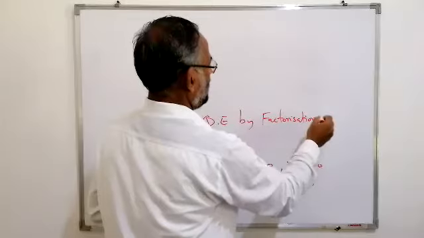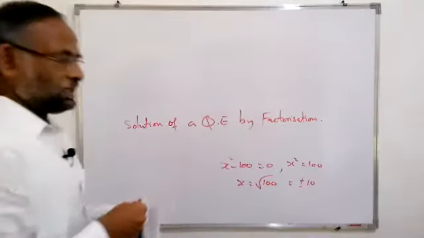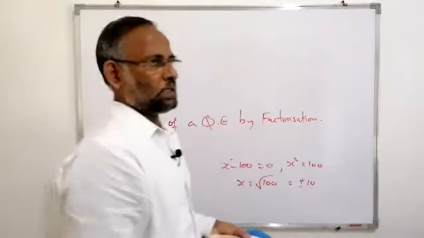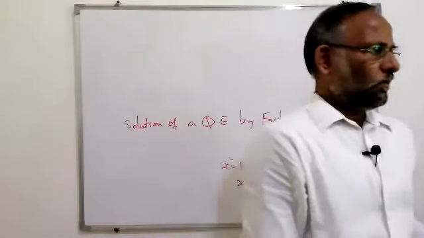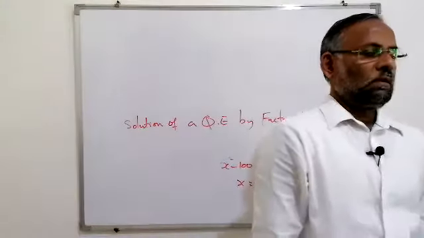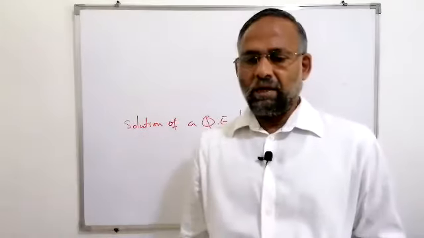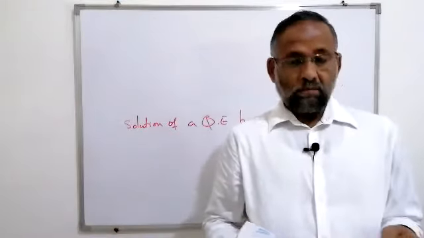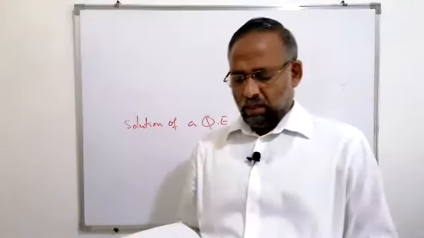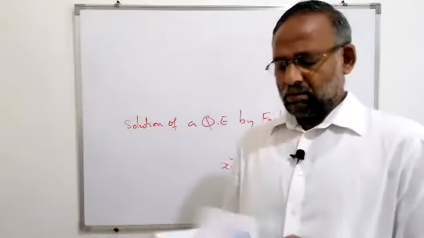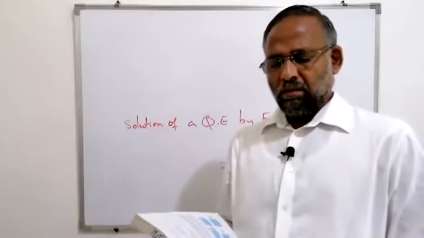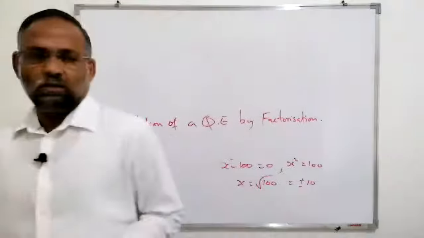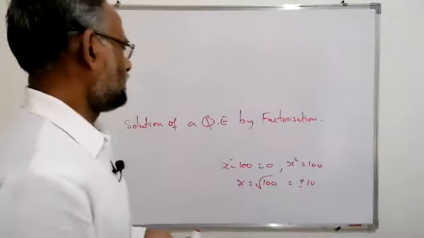Because you have one more method. One method, completing the square, is omitted. And one more method is there, the formula method, that we have to study. According to the new syllabus, we need the formula method. Now, the first method is by factorization. This is not new, an old friend only.